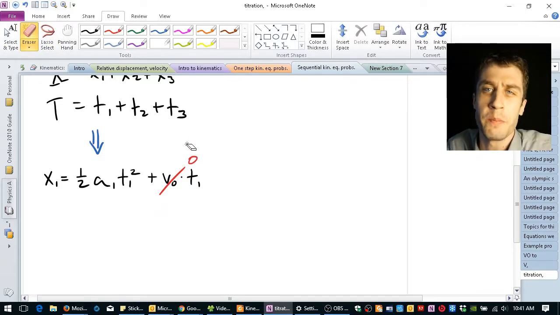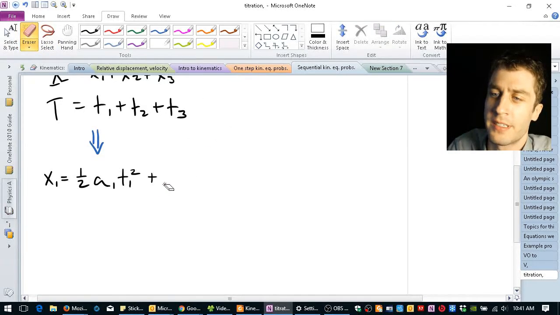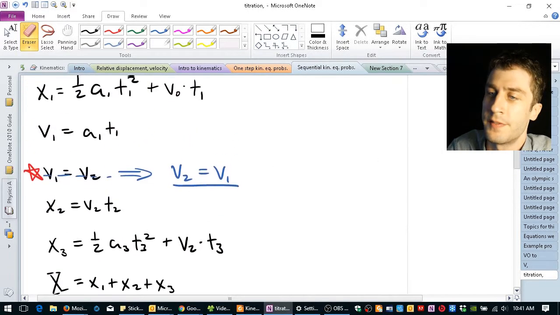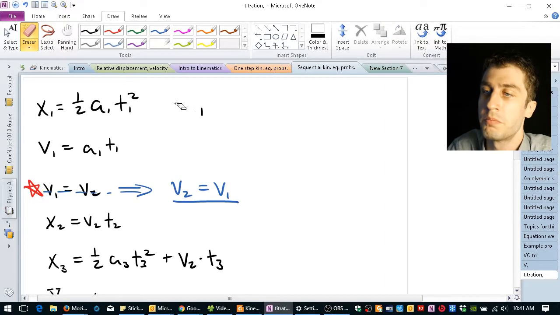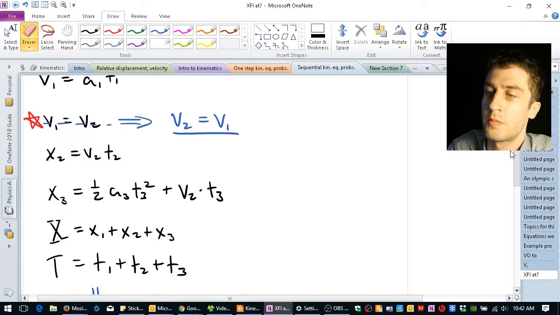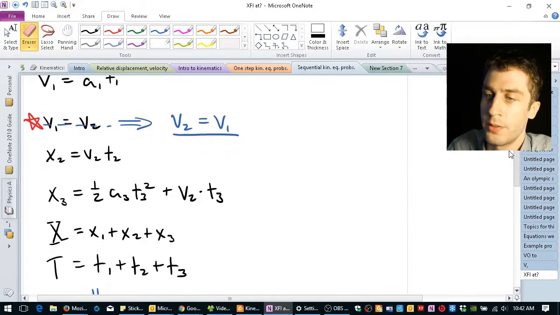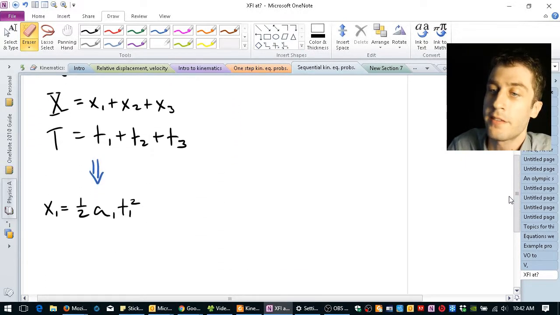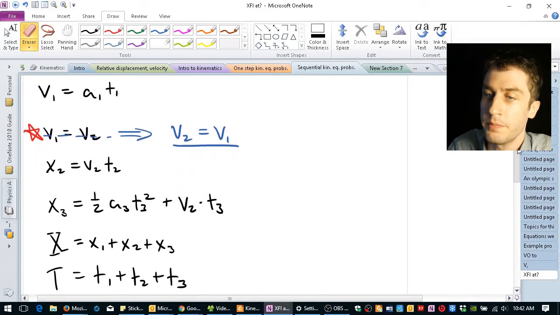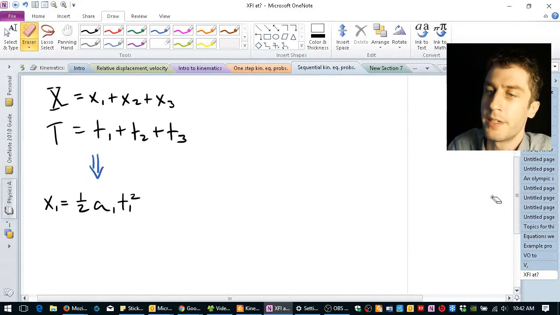So what I'm going to do is go back to our original set of equations and just erase all instances of v naught. You could leave it in there, it doesn't make the problem a lot more complicated. And that's the only instance of v naught that I see. Okay, so x1 equals 1/2 a1 t1 squared. v1 equals a1 t1.